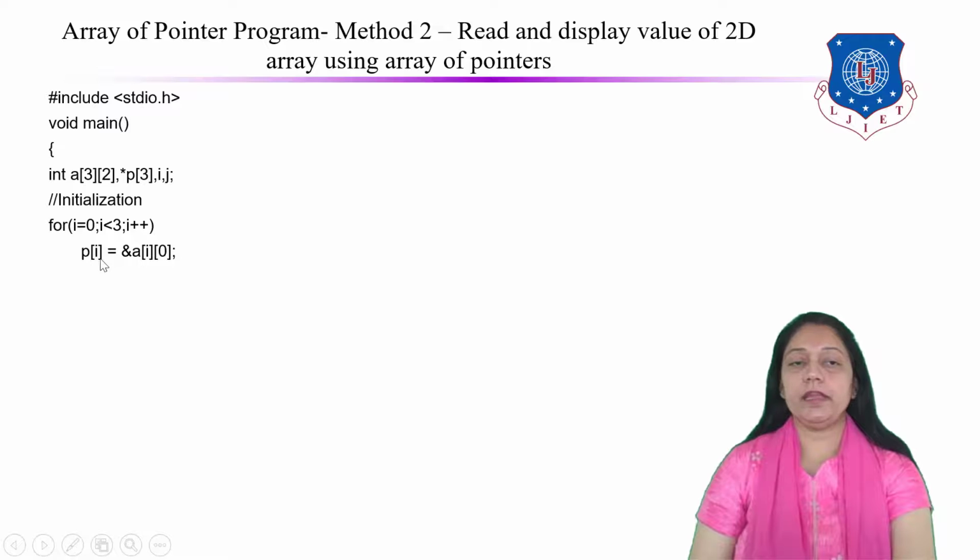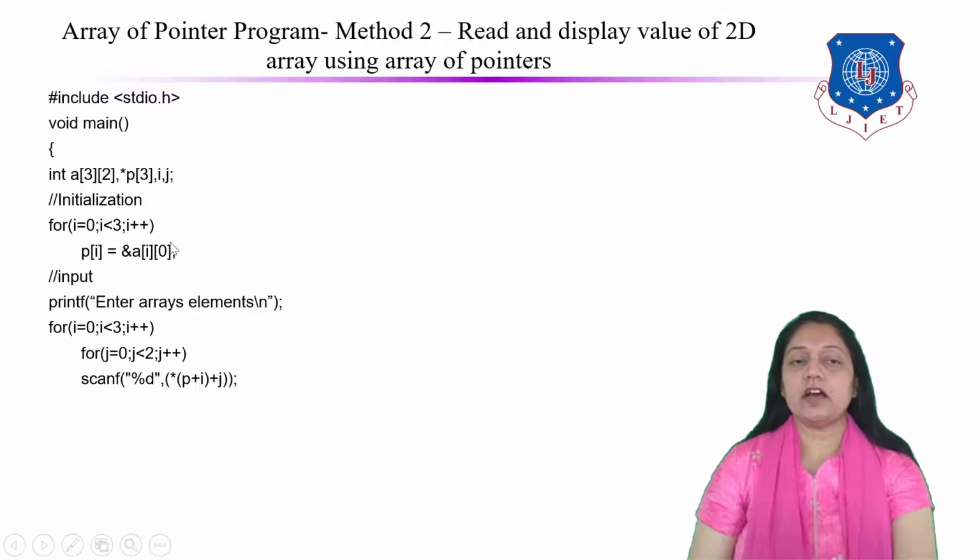So this would become p[1] = &a[1][0]. It means the first column of the second row; that address is stored in p[1], and so on for the rest of the pointer elements. So now the pointer declaration is done, pointer initialization is done. Now I want to store some values inside this particular array using pointers.